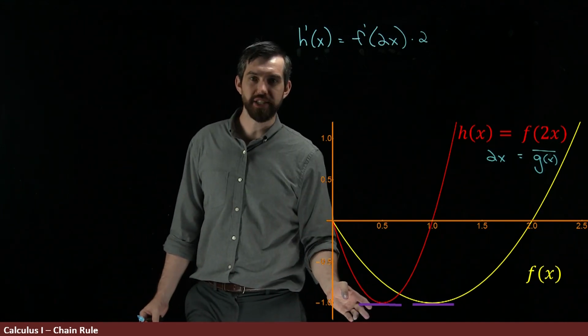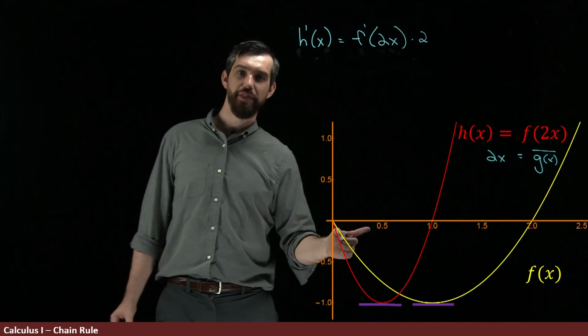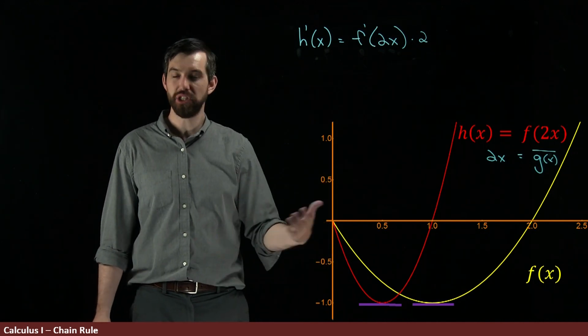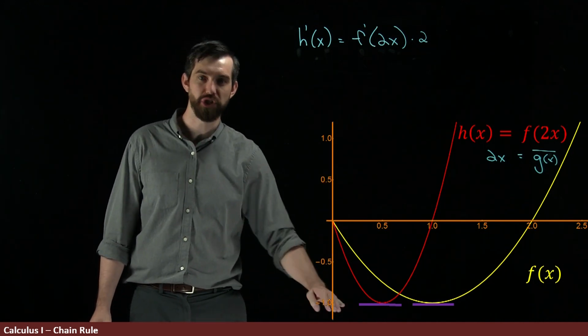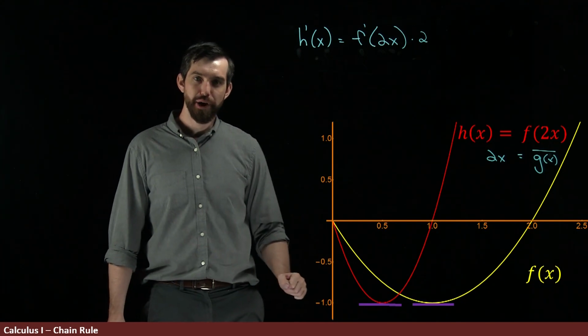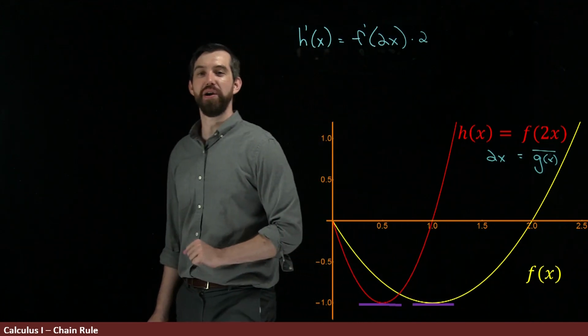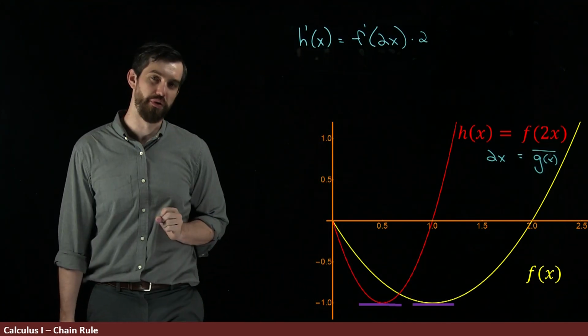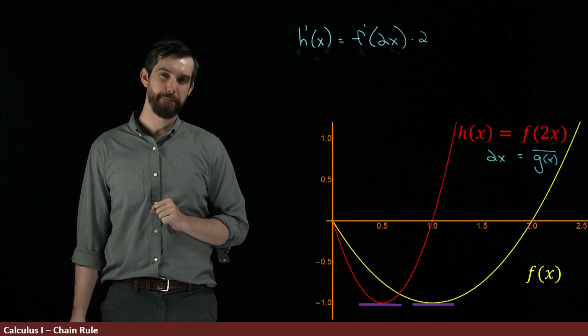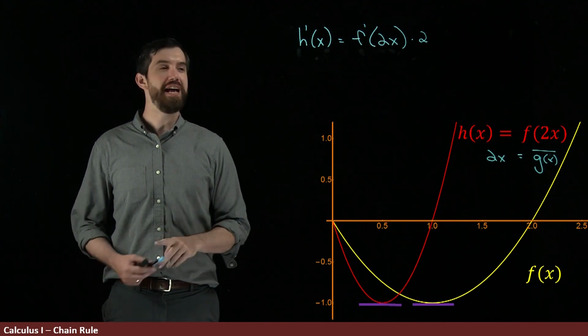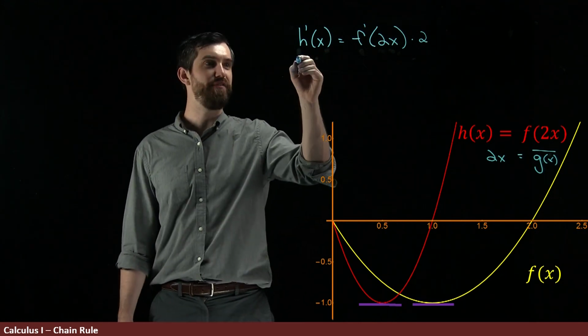The one here is occurring at a half. That's when this h of x is going to have the derivative of 0, a horizontal tangent line. But for the f, it doesn't occur over here, it occurs at the value of 1. That's when it has a derivative of 0, or a horizontal tangent line. So let's see if that actually makes sense. I'm going to plug in some specific values here.